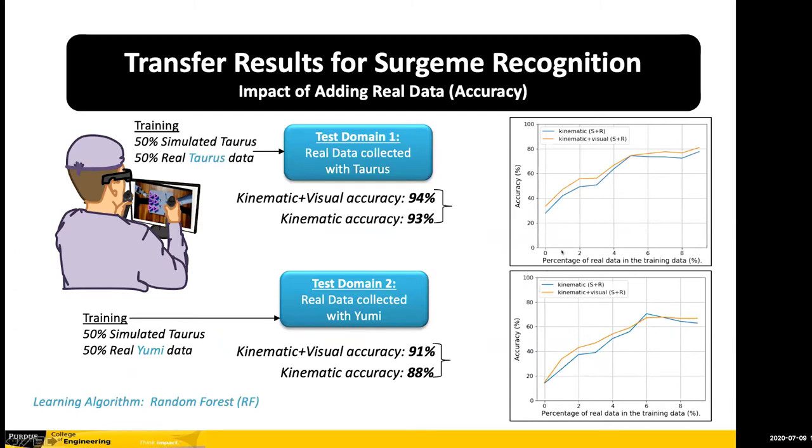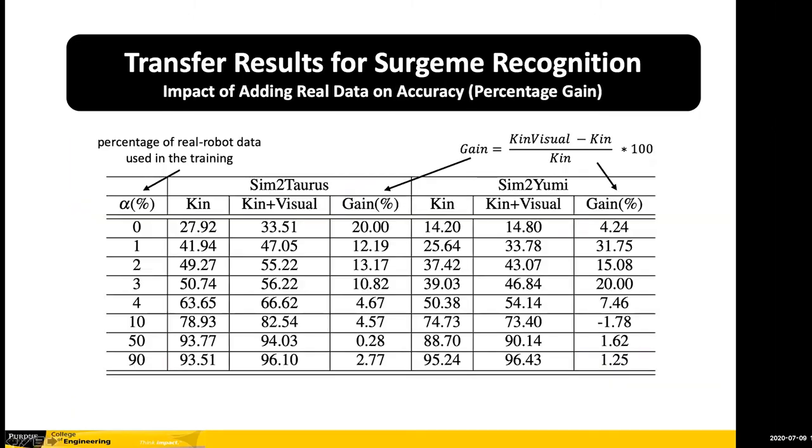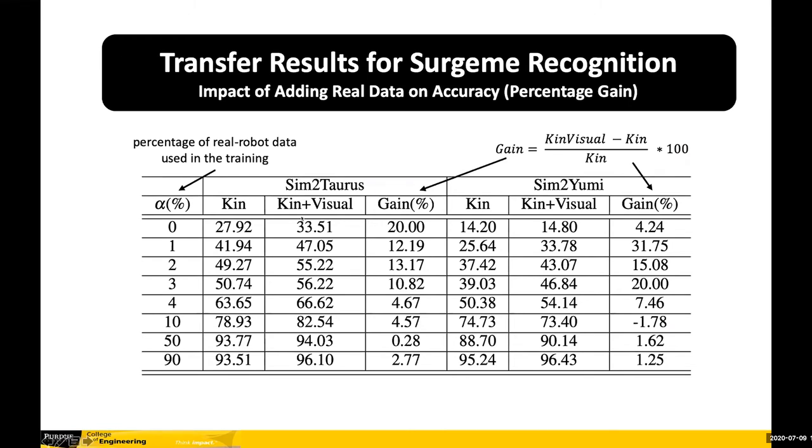And here we also look at what is the percentage of real data that we need in order to do well, okay? So we really want to minimize, as I told you, the amount of real data that we need and use as much as we can simulated data. Here you can see, for example, the amount of kinematic and visual data that we have, okay? And the percentage of real data that we use.